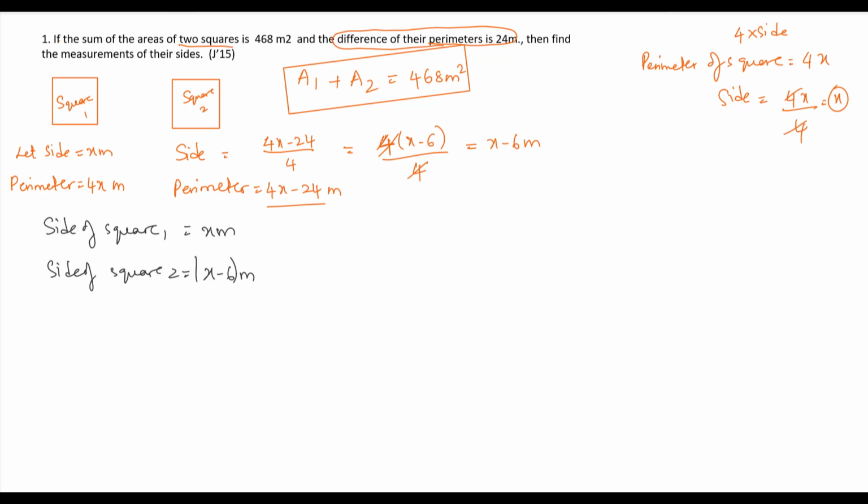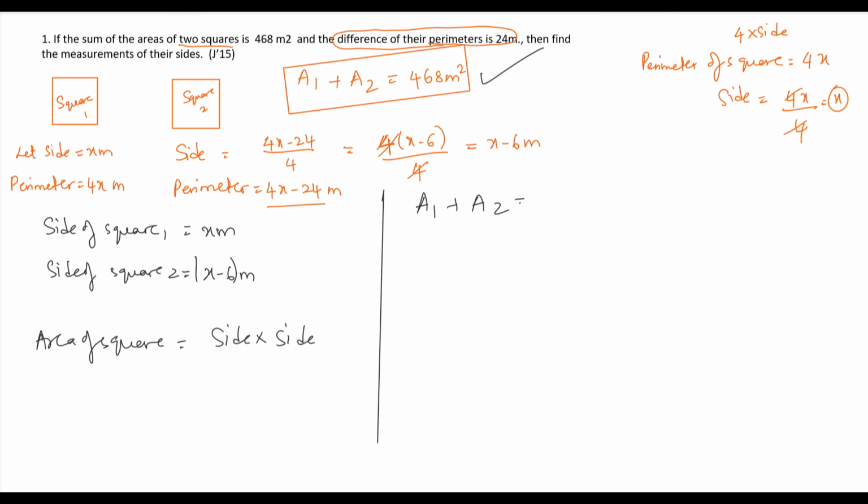So what is the need to find the squares? We know that the area of square is side into side. So from the first statement, taking this statement into consideration, can I say area 1 plus area 2 is equal to 468? Here area 1 is what? x into x, and area 2 is x minus 6 into x minus 6, which is equal to 468 meter square.